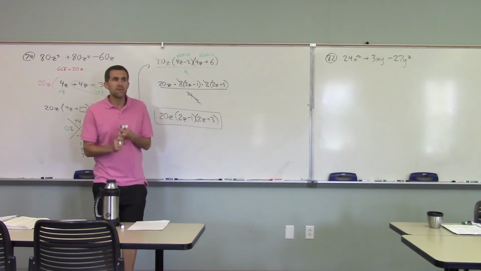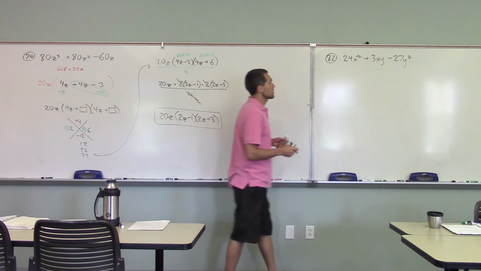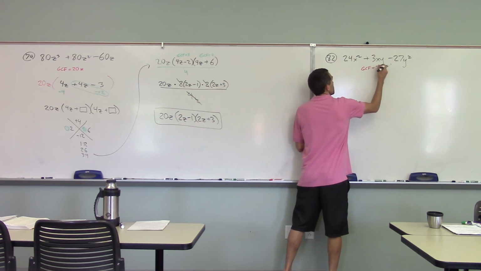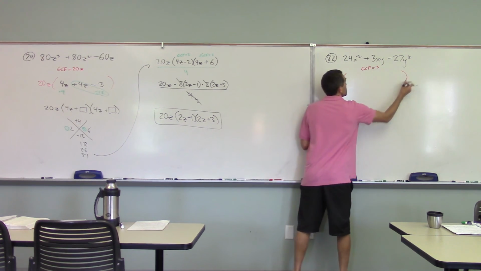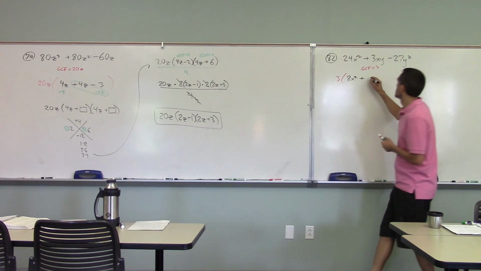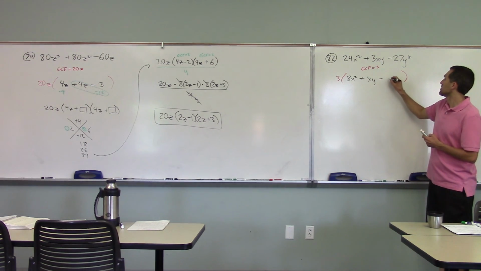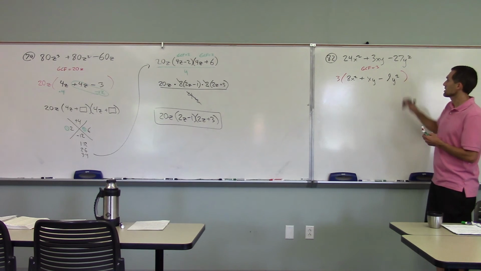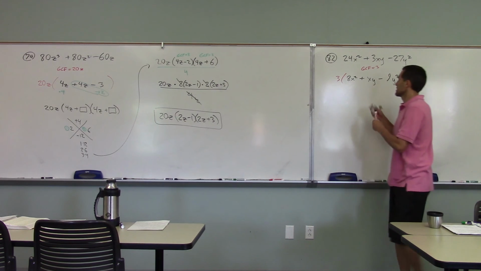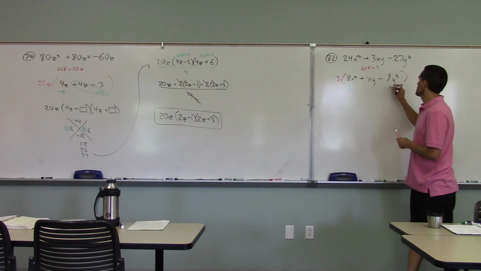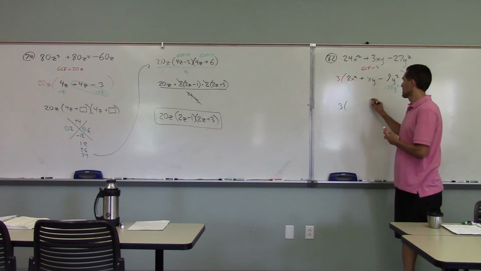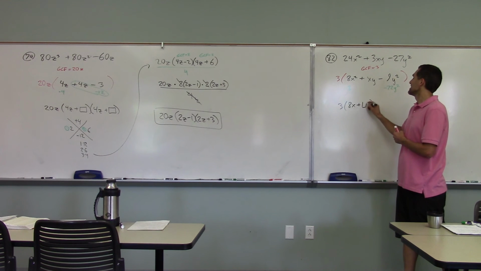Okay, but otherwise it's the same method. So what's our GCF here? 3. Yeah, so just GCF of 3. We take that 3 out, we're left with 8x squared plus xy minus 9y squared. Then we multiply the first and last by 8, and we get negative 72y squared. So what does our general form look like? 8x squared plus something times 8x squared plus something.